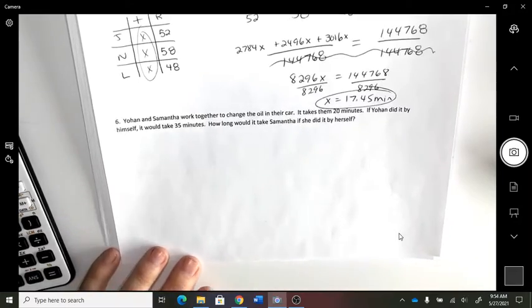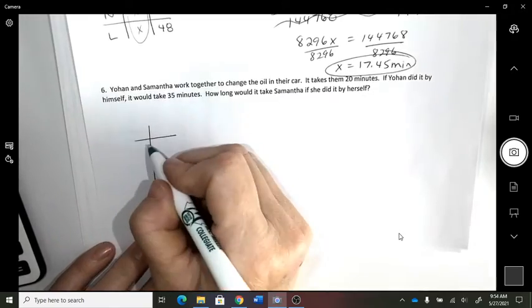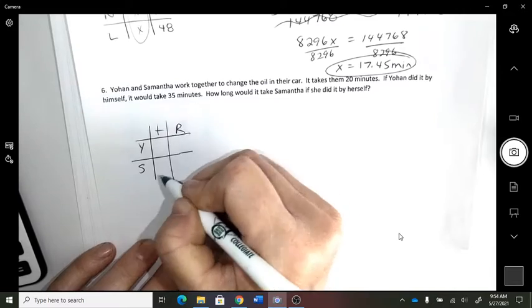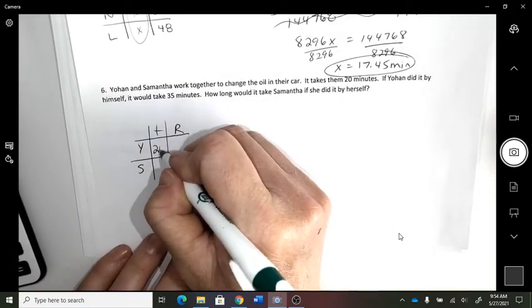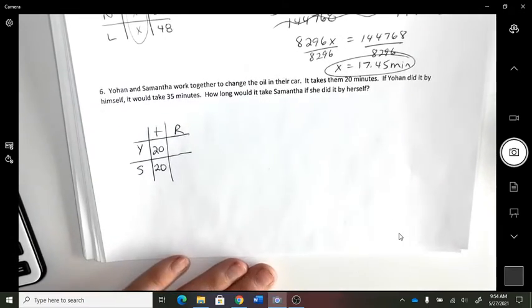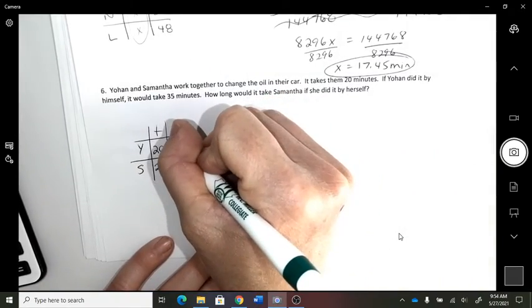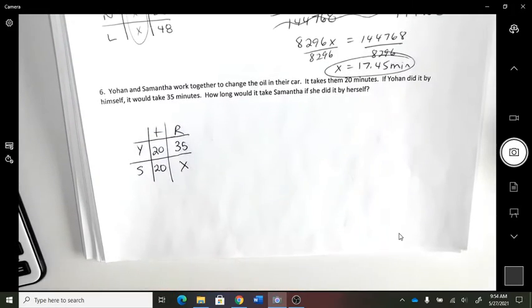Okay, last one. Johan and Samantha work together. Time and rate. It takes them 20 minutes when they work together. So that is the time. When you're working together, that's the time that you work. But if Johan was to do it himself, it would take 35 minutes. So therefore, what's it going to take Sam by herself?